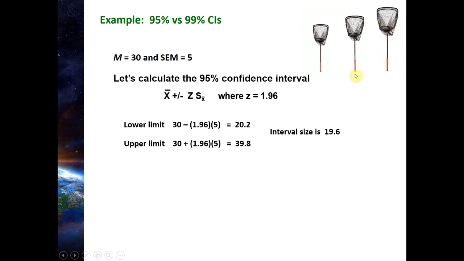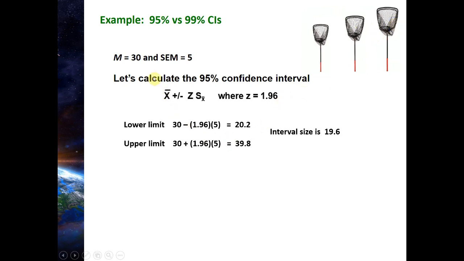So what do you think is happening to the size of the interval as we go from 68 to 95 to 99? Well, if you want a greater chance of capturing mu, the interval size needs to be larger. So here the interval size would be pretty small. Here the interval size is going to be bigger, and here it's going to be biggest of all. Here's where you have the greatest chance of actually capturing mu.